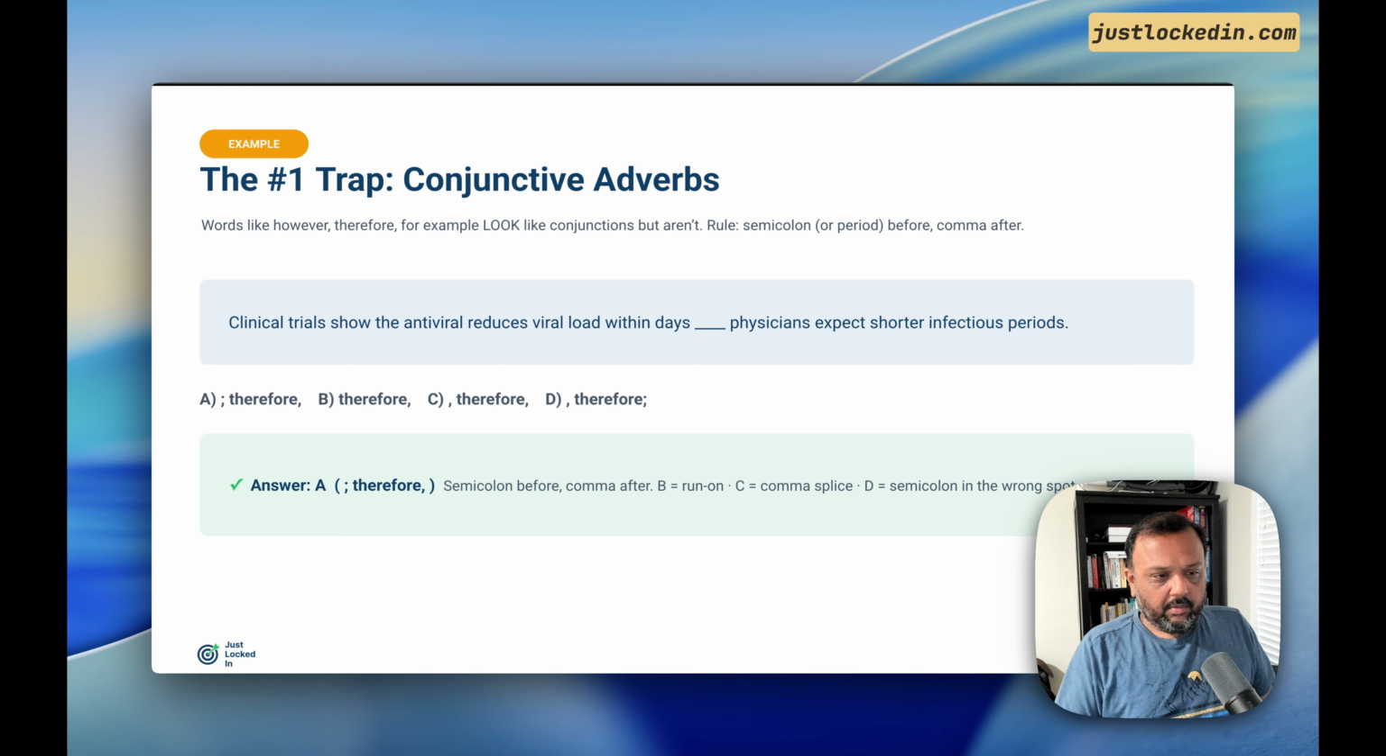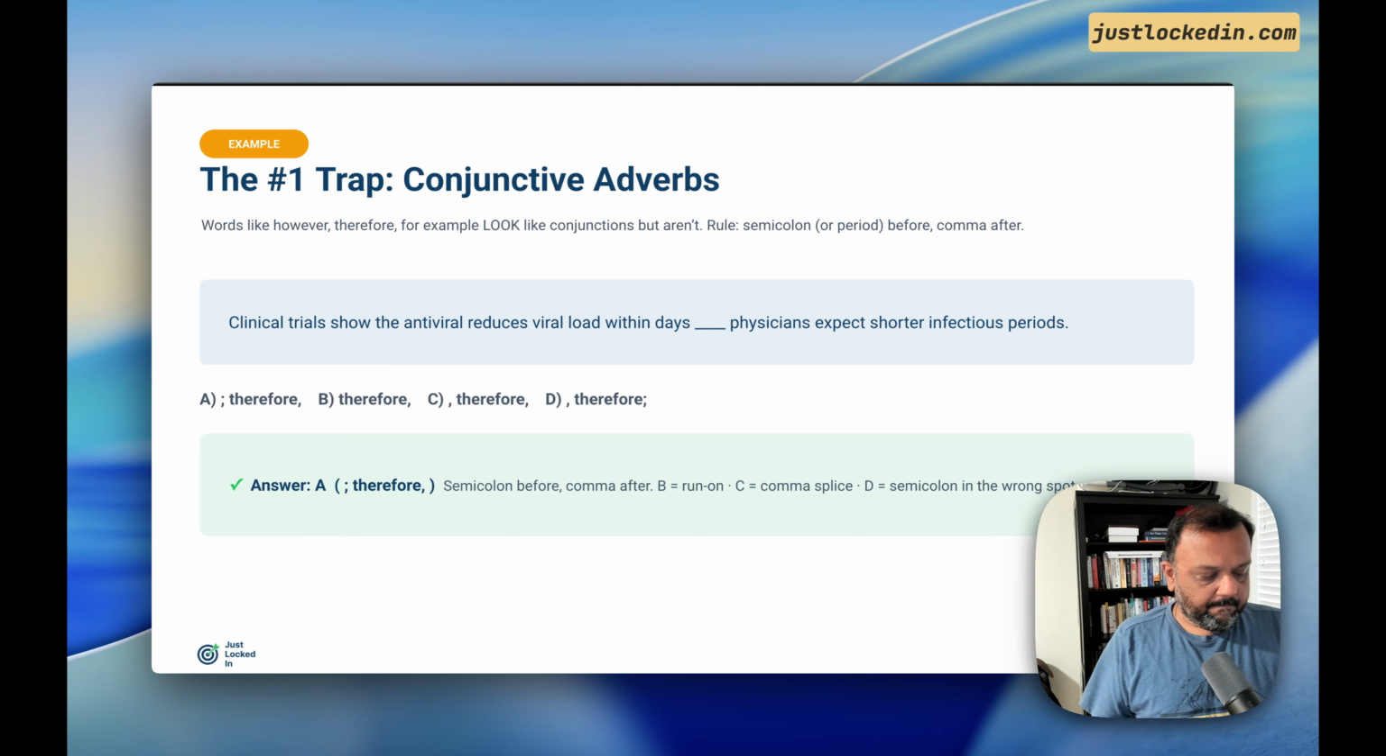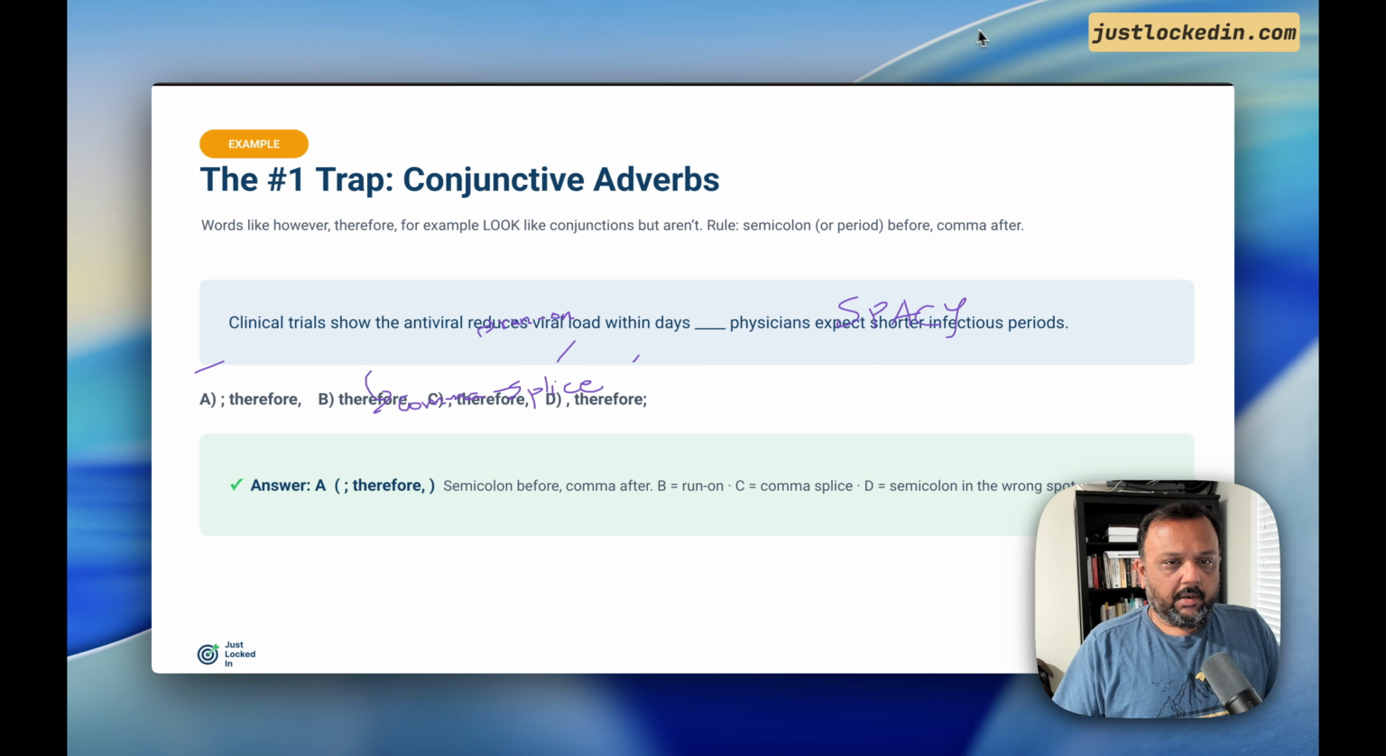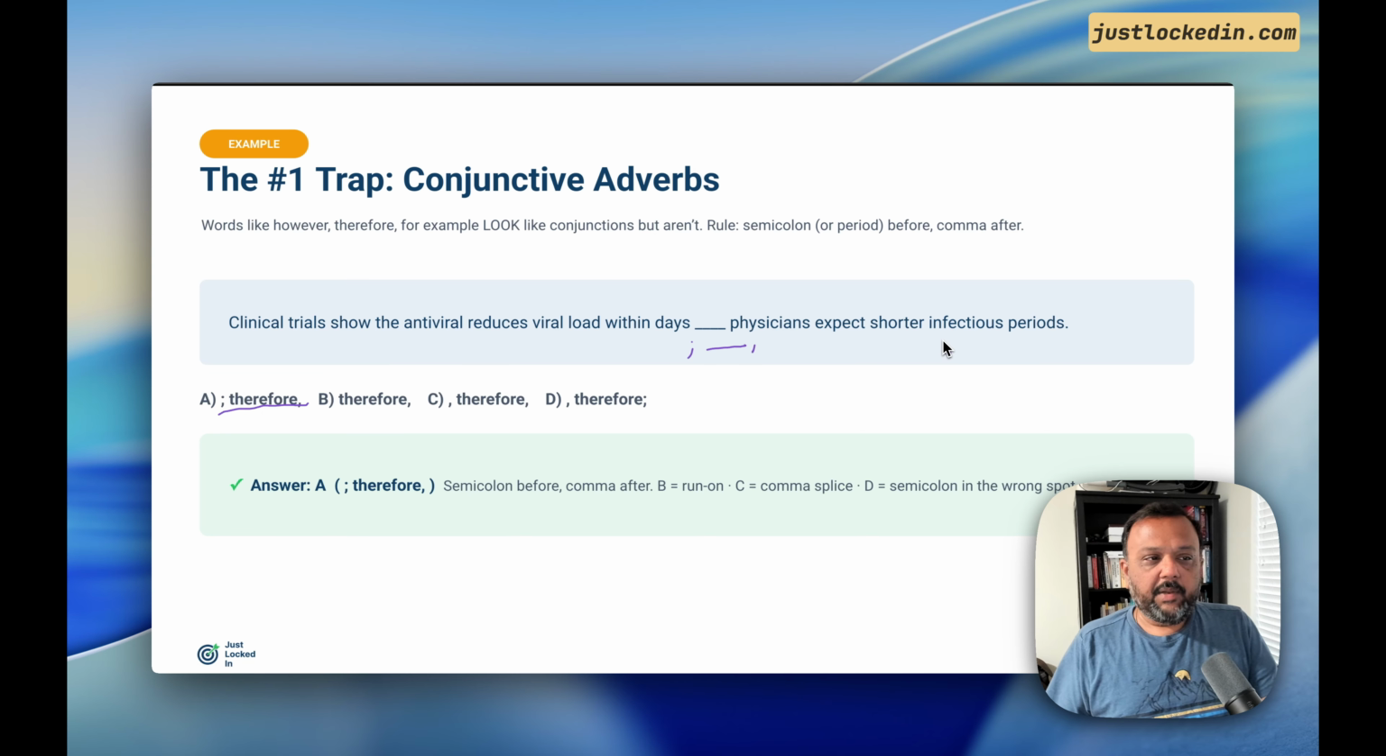So this is the only option that's correct. The rule is you end the first clause with a semicolon, then the conjunctive adverb followed by a comma, and then physicians expect shorter infectious periods.